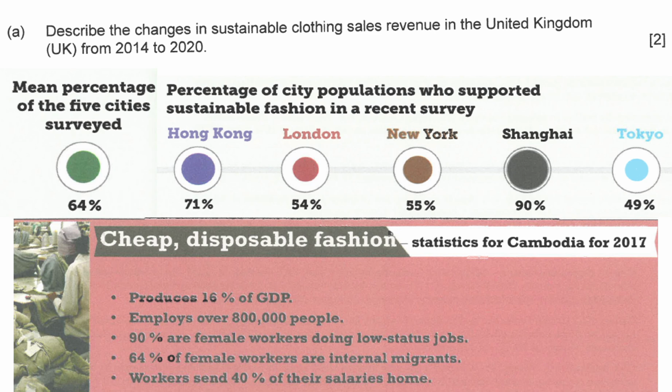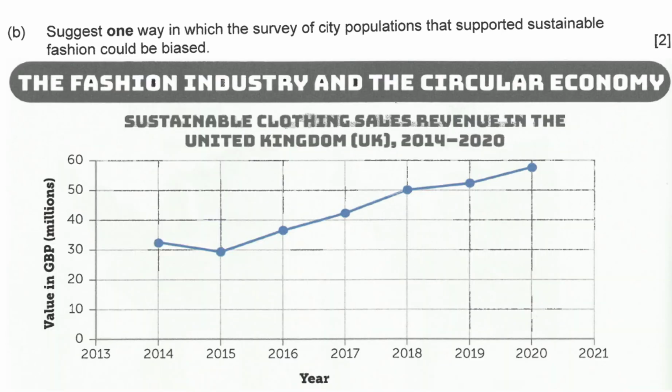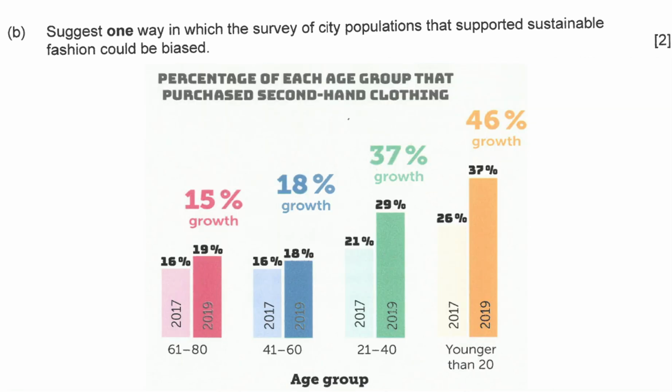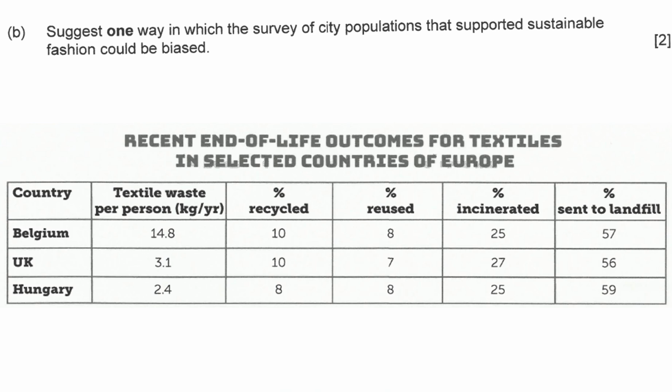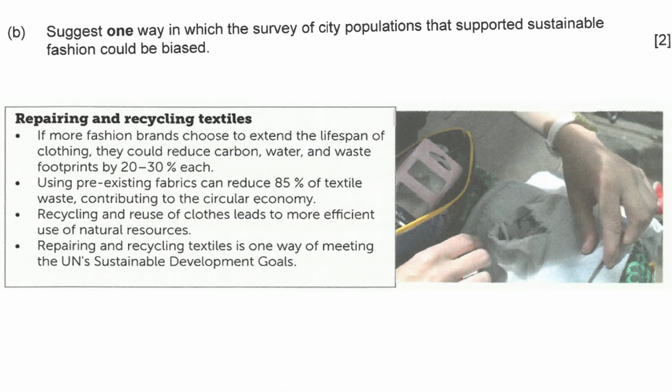Question B, still the 5 pieces of info, okay? See which one is related to this question B. State one way in which the survey of a city population that supported sustainable fashion could be biased. So which one is the survey? This one? Or this one? Pause it when you find the related info and then write it down, 2 marks, okay? Or this one?